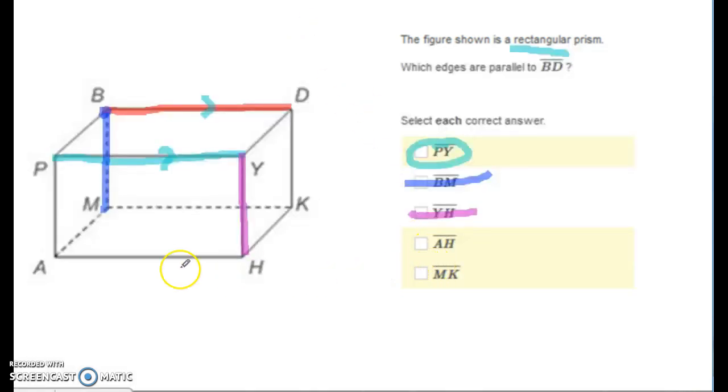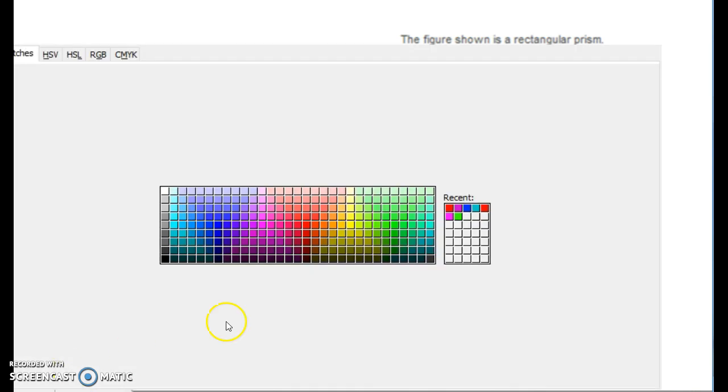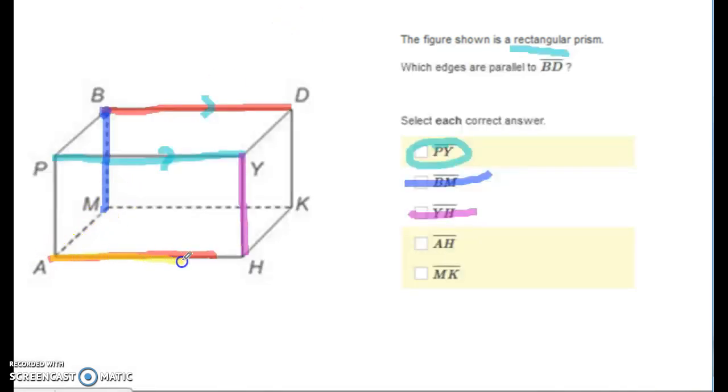All right, so then we have AH. Oops, I picked a bad color because I've already used that color. Whoopsies. Let me use yellow. All right, so then we have AH. Now this one's another really confusing one because AH and BD look like they should be parallel. And you've got to think about the plane.